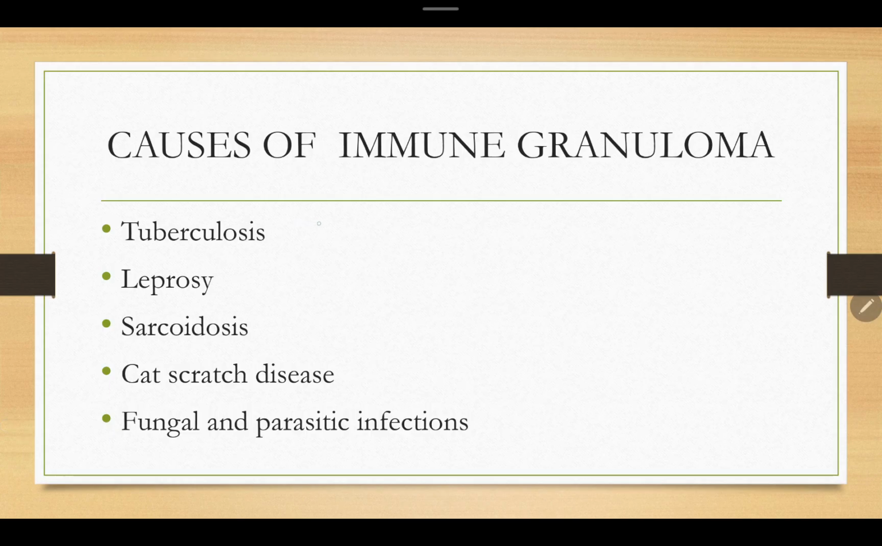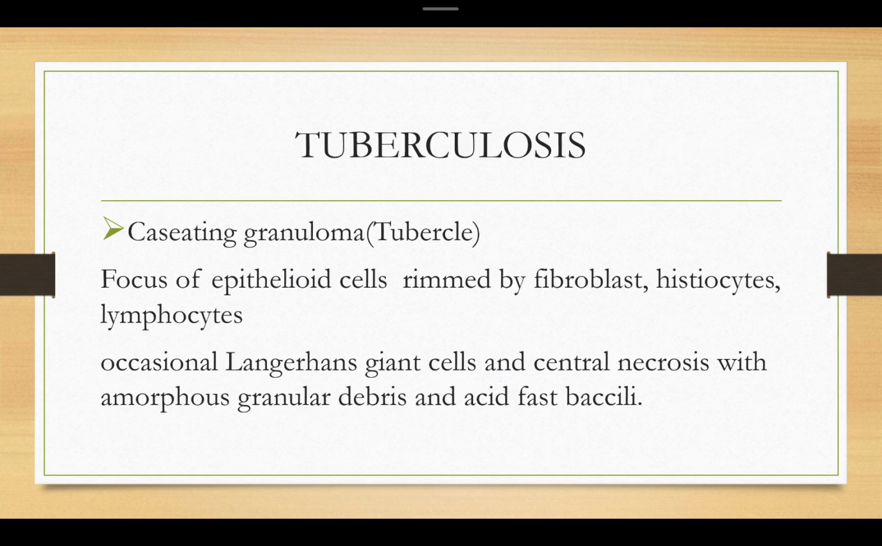So what are the different causes of immune granuloma? Most commonly what we see routinely in clinical practice are tuberculosis, leprosy, sarcoidosis, cat scratch disease, and fungal and parasitic infections.